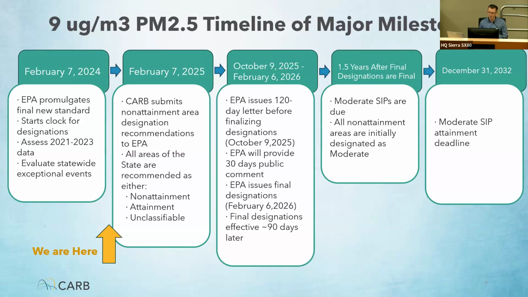And in the world of the PM standards, all of these areas are classified a certain way. And initially areas for the PM SIPs are classified as moderate. And over time that classification can change, but that's one of the differences between the PM 2.5 standard and the ozone standards, where in ozone, you may have different classifications initially. For PM, all the areas start out as what's called moderate classification.